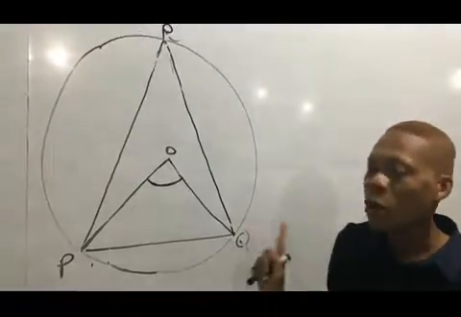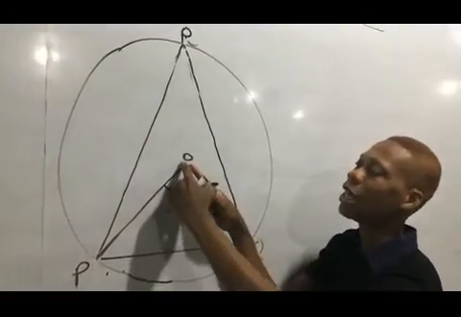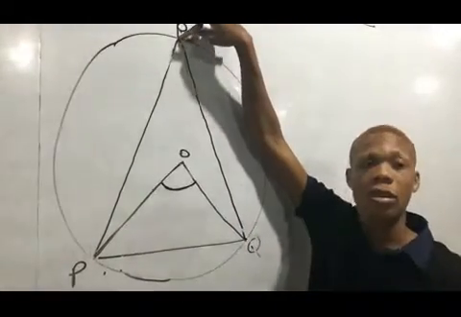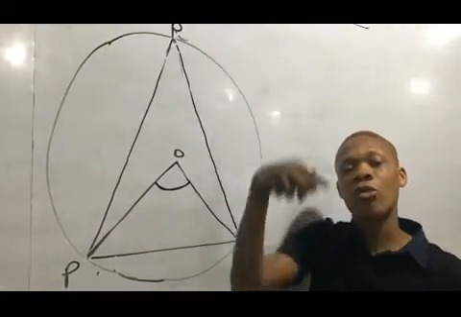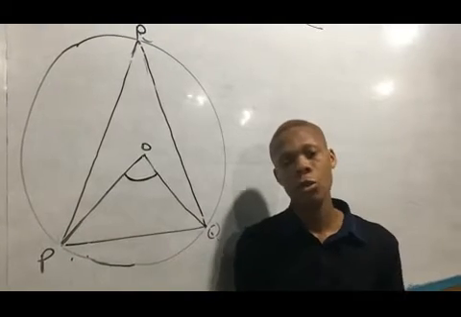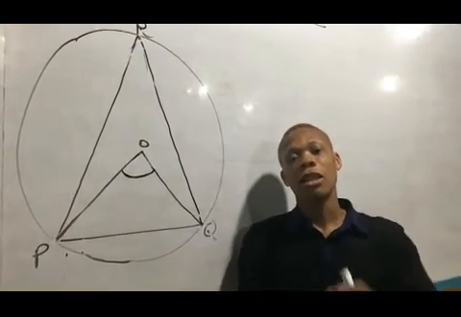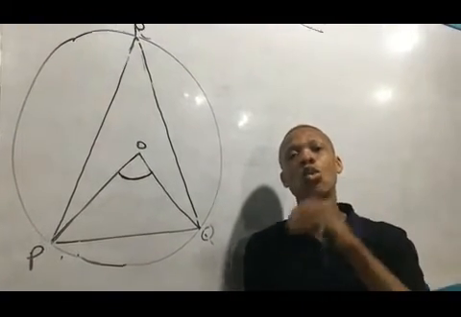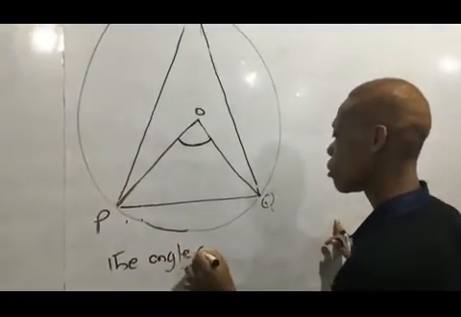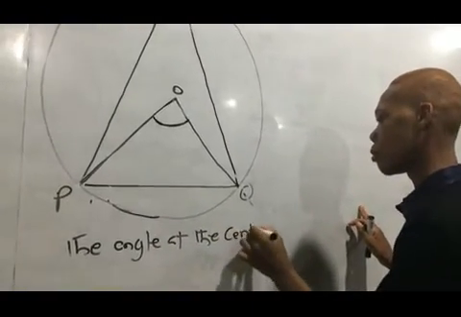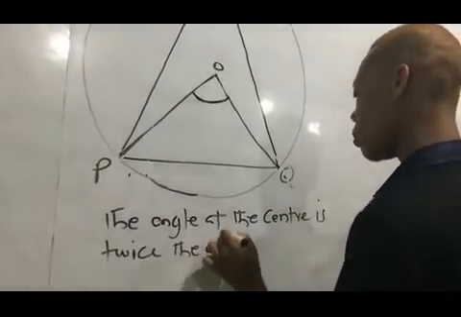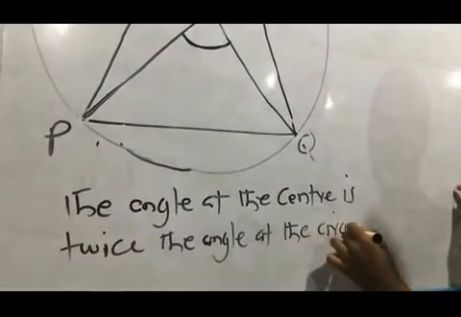So one chord, the same chord PQ, is subtending angle O at the center. The same chord PQ subtends angle R at the circumference. So I said when you see something like this, then it means that there is a connection between the angle at the center and the angle at the circumference. And the connection is that the angle at the center is 2 times the angle at the circumference. So the angle at the center is twice the angle at the circumference.